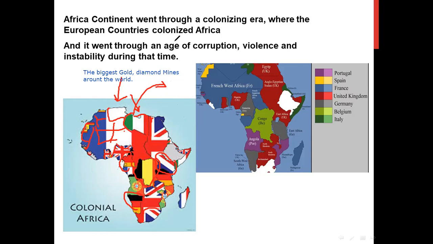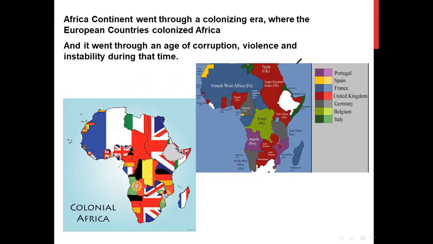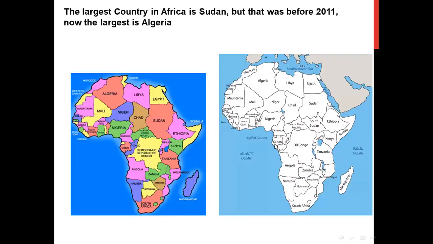Okay, so in that era, maybe before 150 years ago, not a long time ago, those countries colonized Africa. We have Portugal, Spain, France, United Kingdom, Germany, Belgium, and Italy. All of them went to Africa, spent time there, and took its resources. Okay, this is information about Africa.